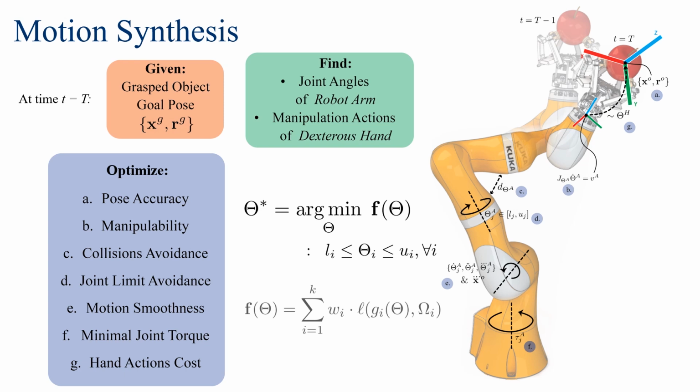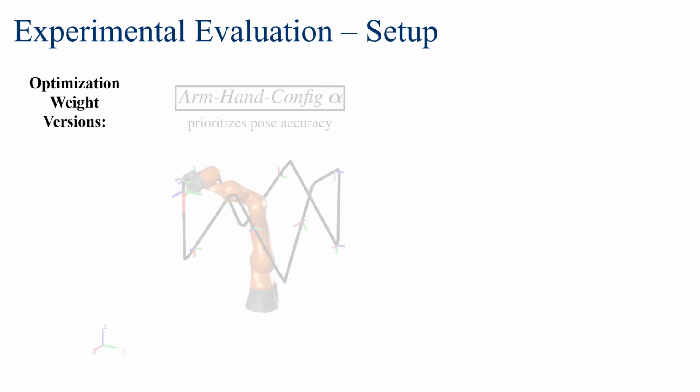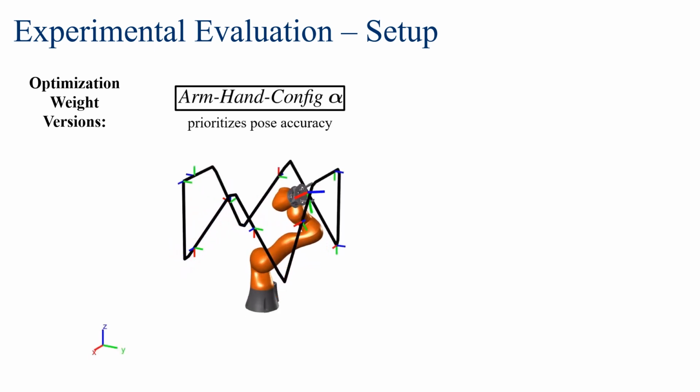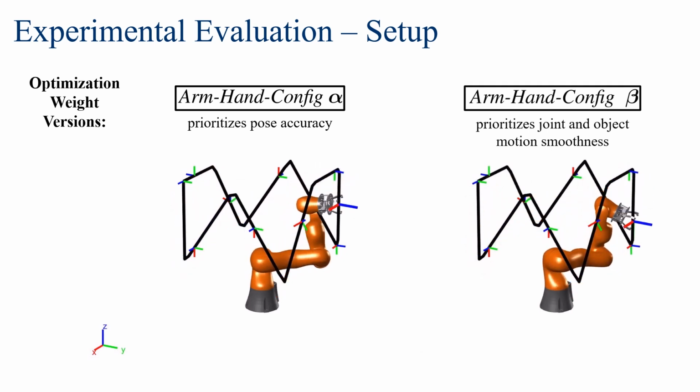The objective function for this optimization is defined as a weighted sum of these attributes that collectively define the configuration quality. We then use this motion framework to experimentally evaluate unified manipulation with robot arms and dexterous hands with two optimization weight versions, one that prioritizes matching the goal pose accurately and another that emphasizes the motion smoothness of the joints and the grasped object.